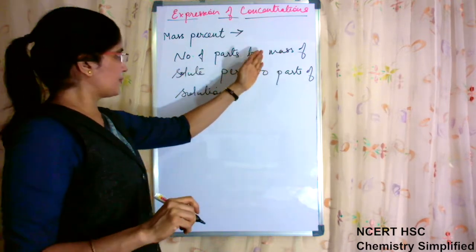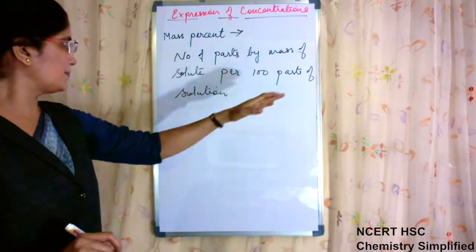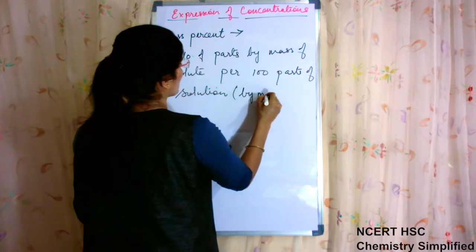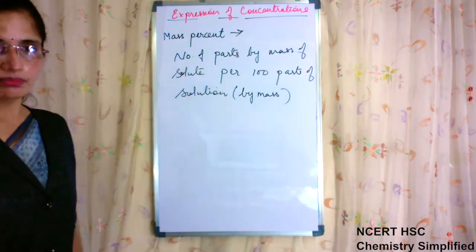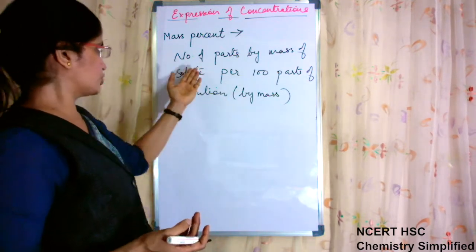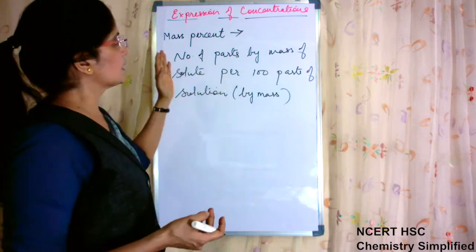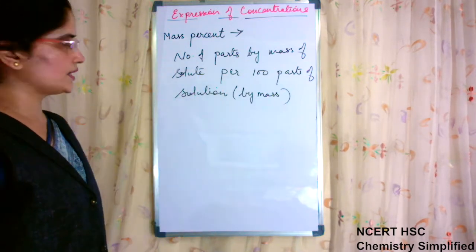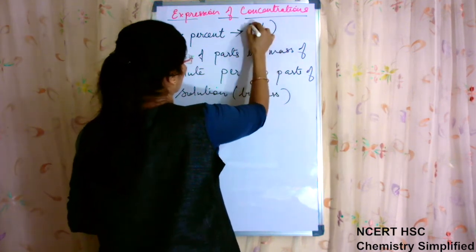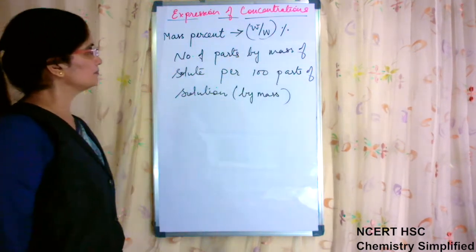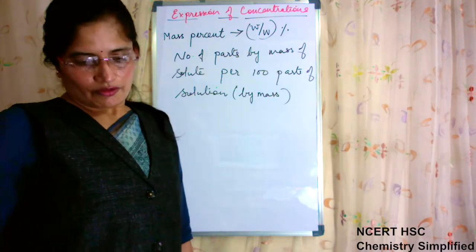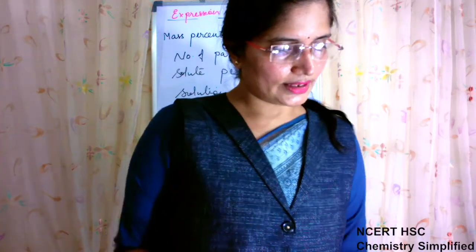Number of parts by mass of solute per 100 parts by mass of solution. Both the things are taken in mass, in grams. The solute is also taken in grams and the complete solution is also taken in grams. That is, this is W by W percent. Okay, mass percentage we are calculating. Let us do one question on it, then we can understand.